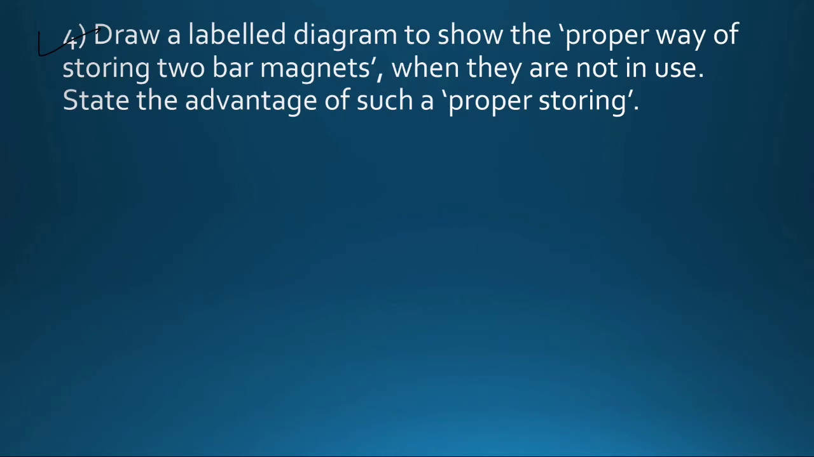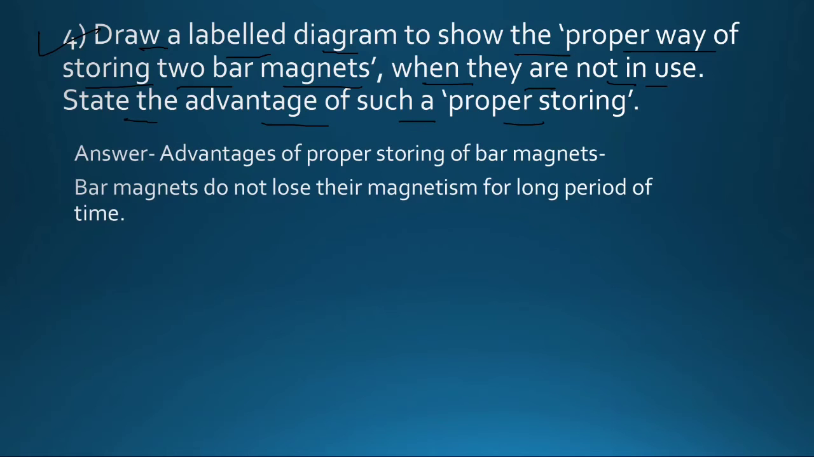Question number 4. Draw a labelled diagram to show the proper way of storing two bar magnets when they are not in use. State the advantage of such proper storing. Answer. You can refer from the book. It is already present in the book. You can refer to the diagram. And the answer for the second question is the advantage of proper storing of bar magnets: bar magnets do not lose their magnetism for a long period of time.